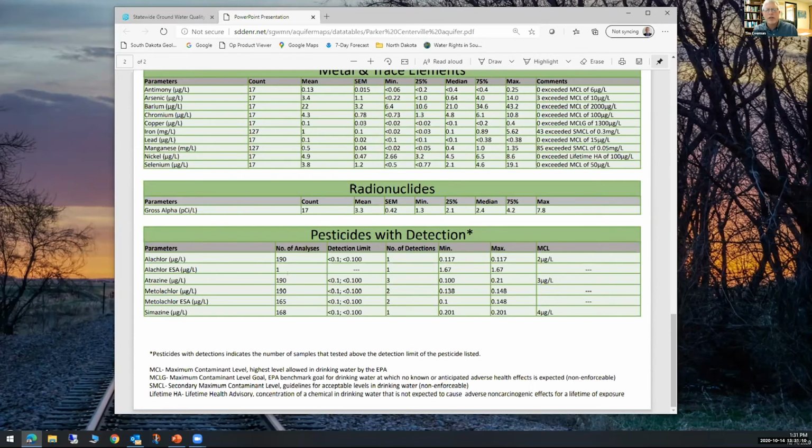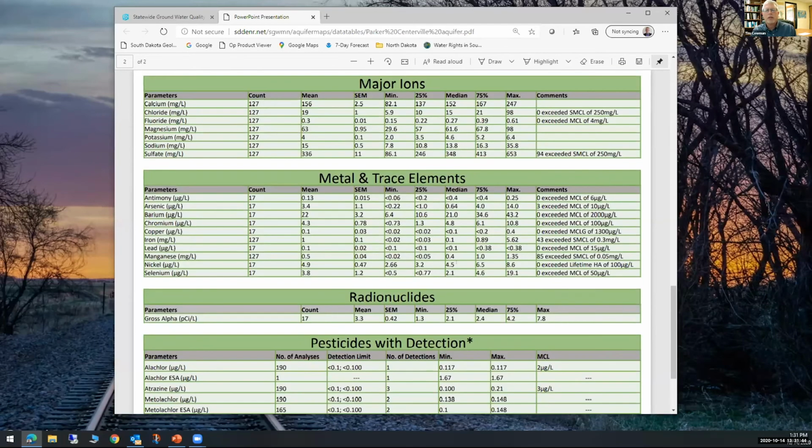Atrazine, if you look on the third line, that's one that we tend to see a lot in the aquifers. We've had 3 detections over the life of the network in the Parker Centerville for atrazine, ranging from 0.1 to 0.21 parts per billion, well below the MCL of 3 parts per billion. And that's really what we find in all of the aquifers with all of the pesticides, is that although we have a handful of hits from time to time, except for a couple of instances, it's always under the MCL when we see those hits.